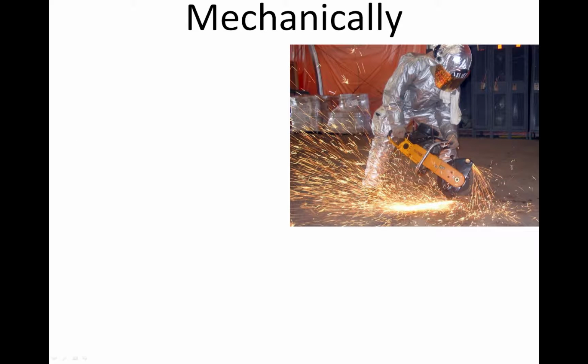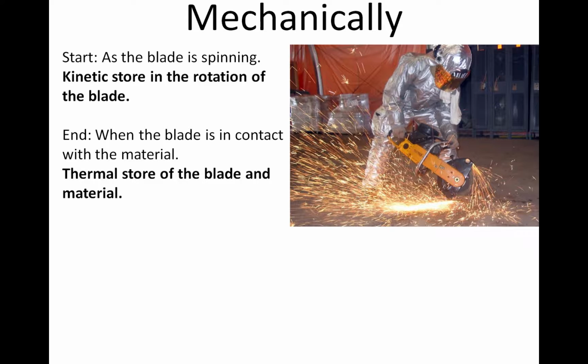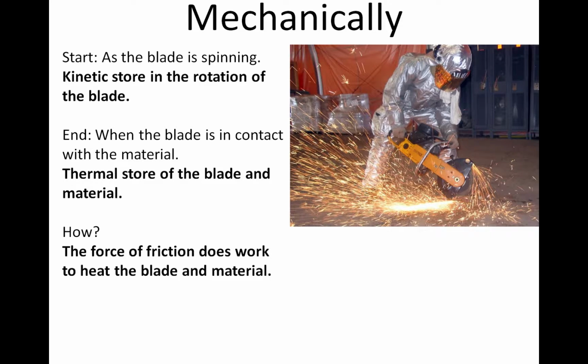Right, this time we have a man with an angle grinder. So the start point is as the blade is spinning, so therefore it's the kinetic store in the rotation of the blade. The end point is the blade is in contact with the material, and so in this case it is the thermal store of the blade and the material. How did this happen? We had the force of friction. It does work to heat the blade and the material.